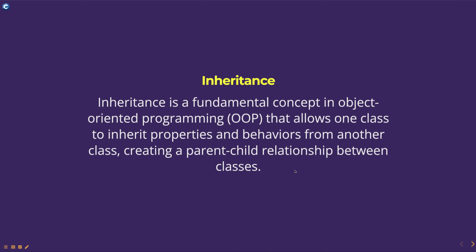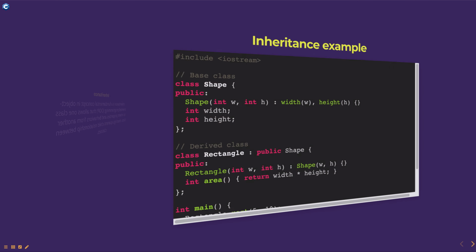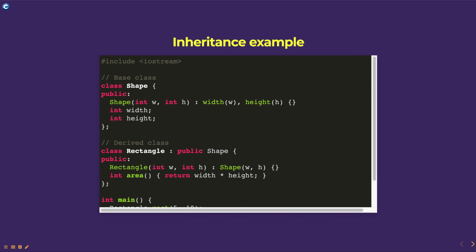Inheritance is a fundamental concept in object-oriented programming that allows one class to inherit properties and behaviors from another class, creating a parent-child relationship between the classes. In C++, inheritance is achieved using the colon operator. Here is an example of inheritance in C++.